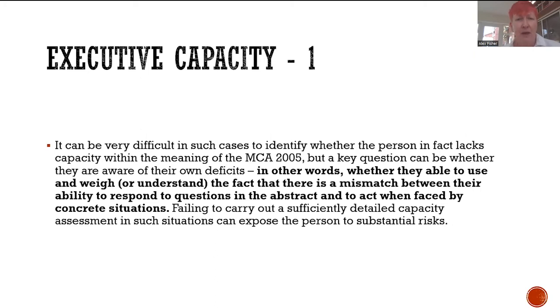And at that point, you might be thinking, maybe there's a problem with executive capacity. So in other words, are they able to identify that there's a mismatch between their ability to respond to questions in the abstract and the action when faced with these particular situations? And you can see that actually sometimes this can be so complicated that if we ignore it, the risks just build up, and people can be exposed to substantial risks. In Huntington's disease, that can be things such as financial risk, but often I see it quite frequently in terms of self-neglect.